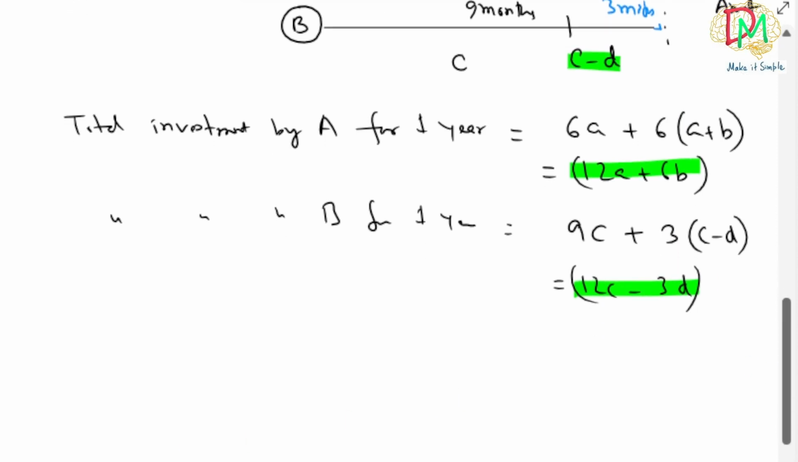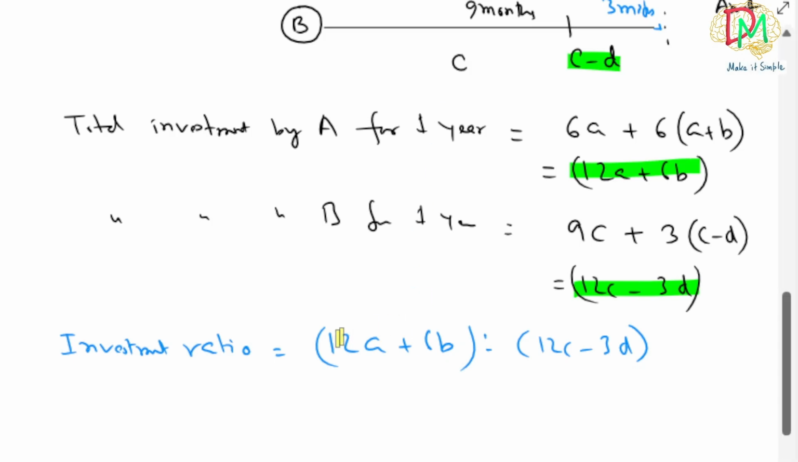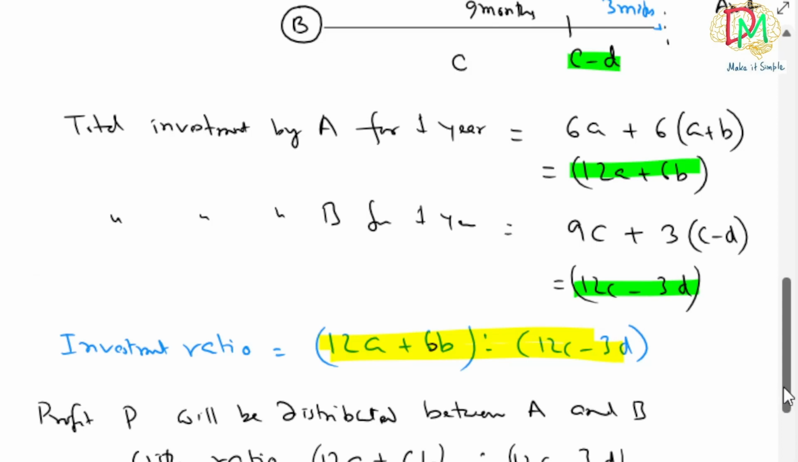So the profit will be distributed with this investment ratio, that is (12A plus 6B) is to (12C minus 3D). Profit is distributed based on their investment, so the profit will be distributed with this ratio. Clear? It will be the same ratio.